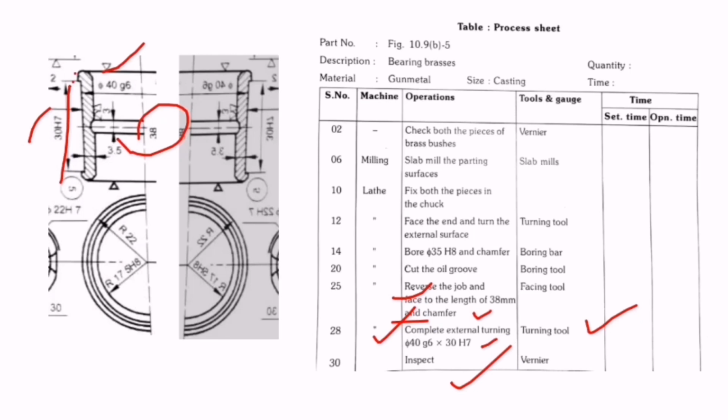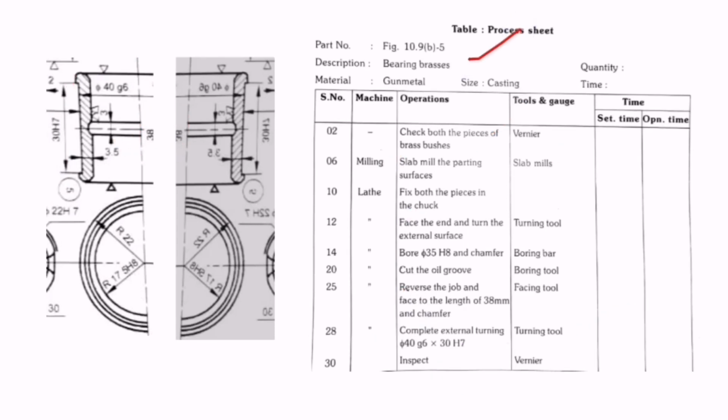So what are the important things we need to understand in this process sheet? We need to understand what operations are there, what machine is required, what tools we are using. In that, the first one is checking the components and the final one is inspection only. In the middle, we need to understand what operations we are taking and what machines are required. For this particular bearing process, we are doing slab milling operation, turning operation, facing operation and boring operation. These are all done with the help of lathe machine and milling machines. This is what the process sheet is about.